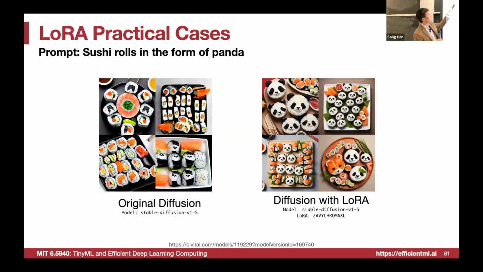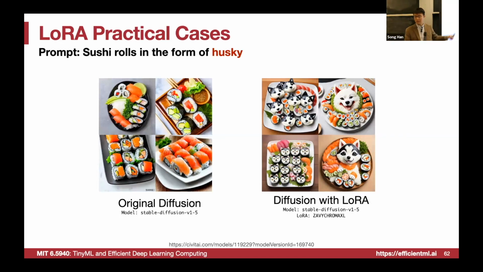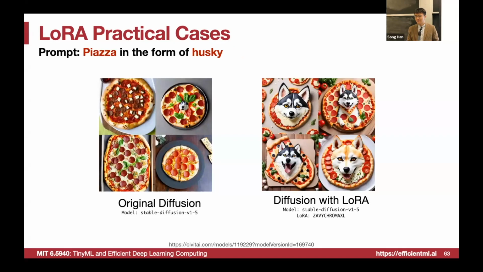And another interesting one: sushi rolls in the form of a panda. This is the original one, there's no panda. But this is a very interesting LoRA contributed by someone in the community. There's another one, sushi rolls in the form of a husky. And pizza in the form of a husky.